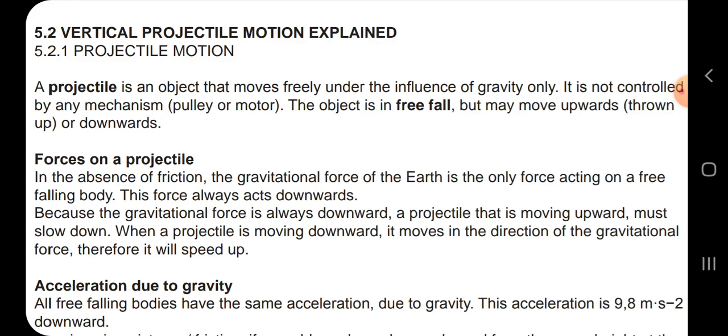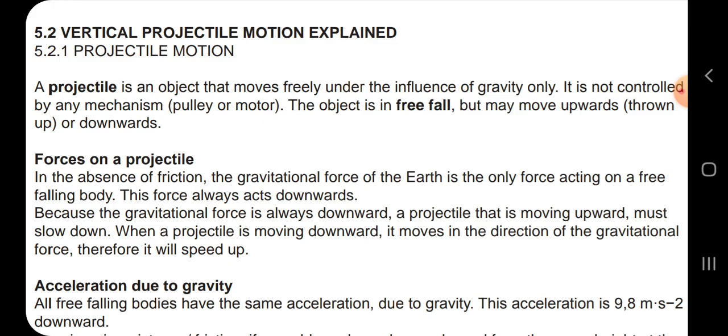Forces on a projectile. In the absence of friction, the gravitational force of the earth is the only force acting on a free-falling body. I hope you remember this from grade 11, Newton's law, and that you still remember your diagrams. This force always acts downwards because the gravitational force is always downwards. A projectile that is moving upwards must slow down. When a projectile is moving downwards, it moves in the direction of the gravitational force. Therefore, it will speed up.